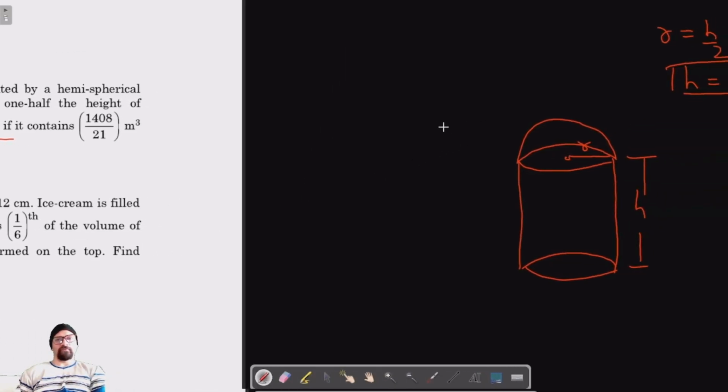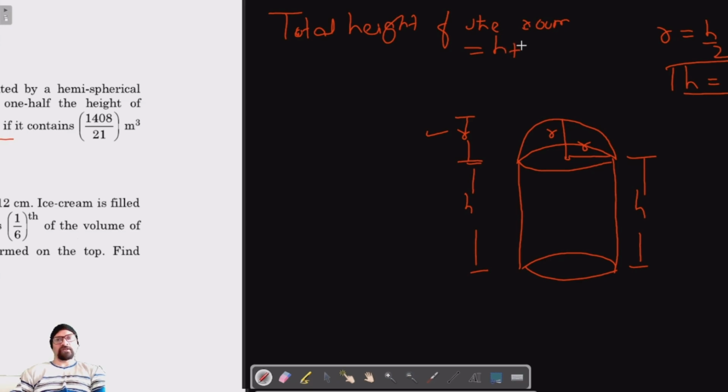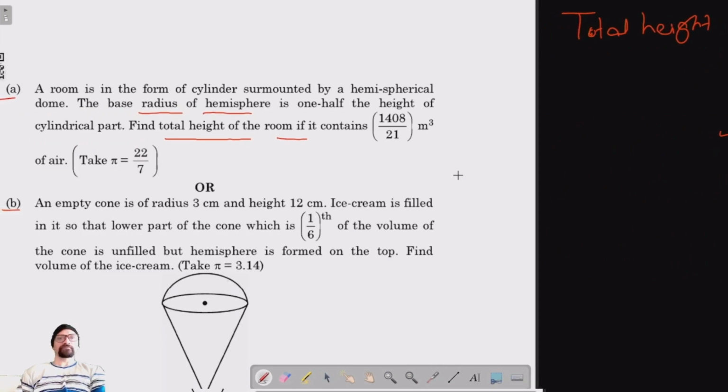So what will be the total height of the room? This is the room, and its total height is the height of the hemisphere, which is the radius, and the height of the cylinder, which is h. So the total height of the room is h plus r, and that's what we are going to find out here.